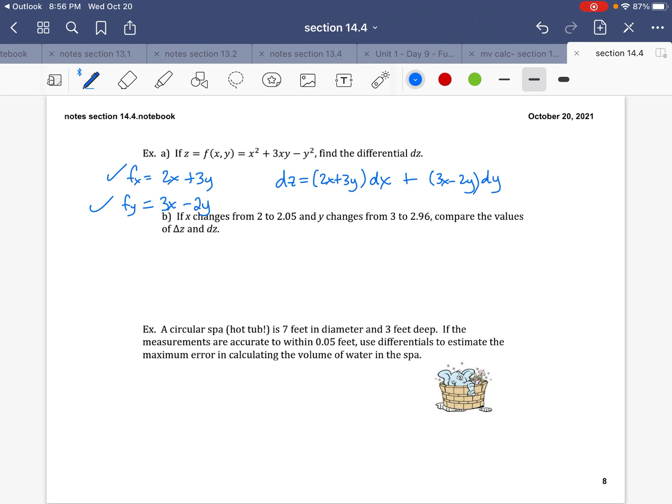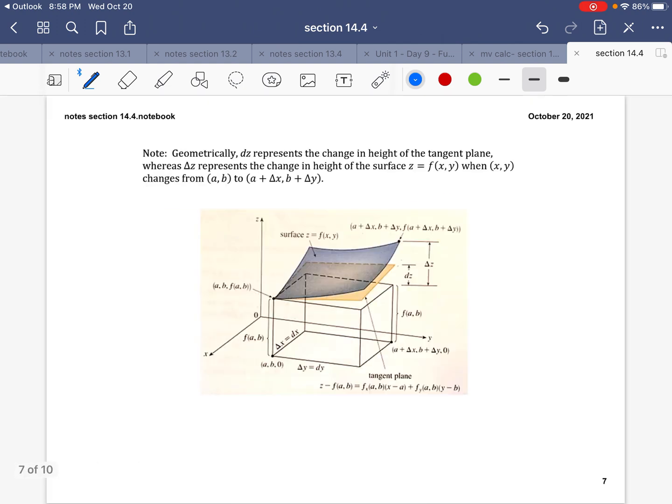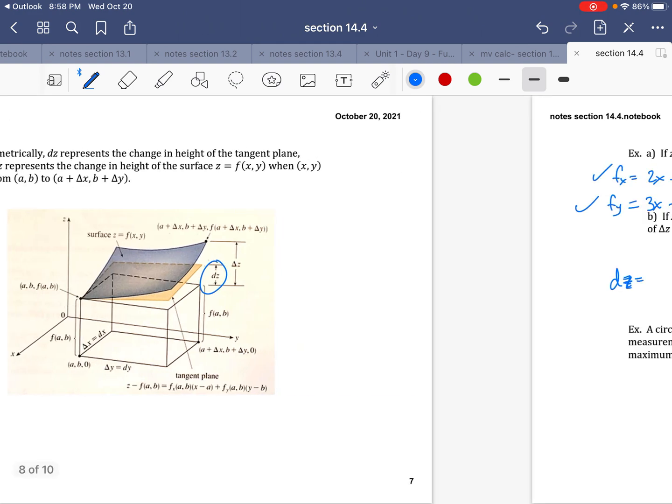Okay, so let's actually use this for a purpose here. If x changes from 2 to 2.05, so that change right there is up by 0.05. And then y changes from 3 to 2.96, so that change is negative 0.04. So what we're going to do is compare the values of delta z and dz. So dz we're going to get because we have our formula in part A. So dz is this. So dz is how much the tangent plane is changing right there.